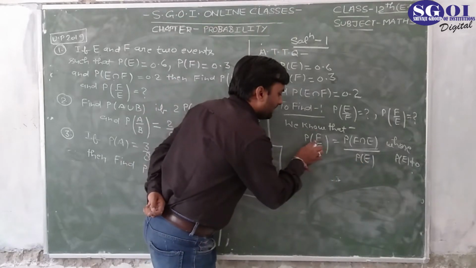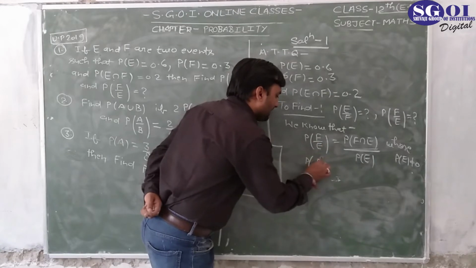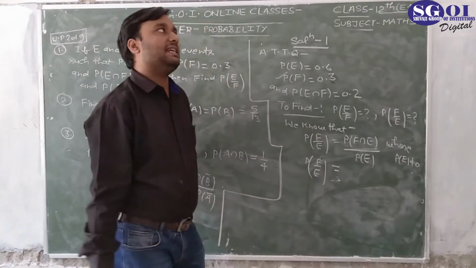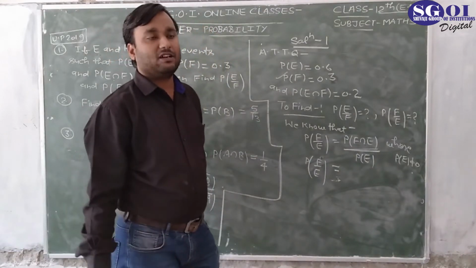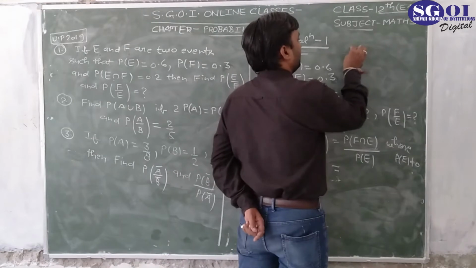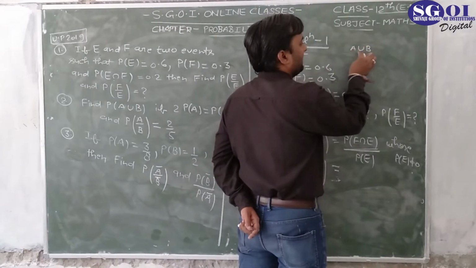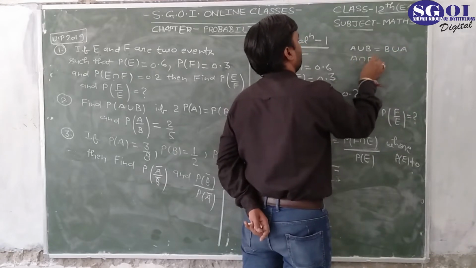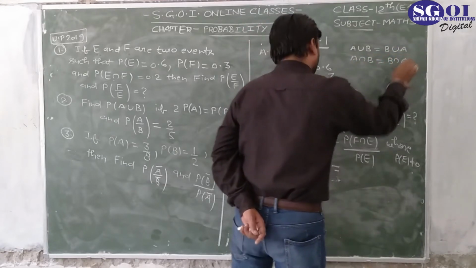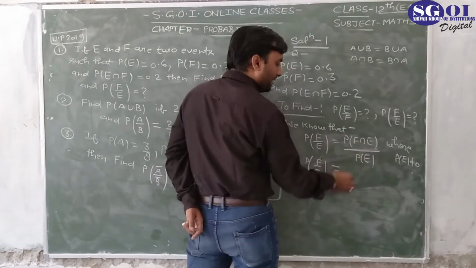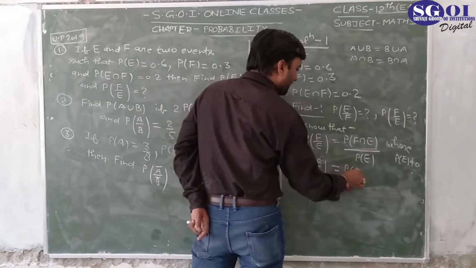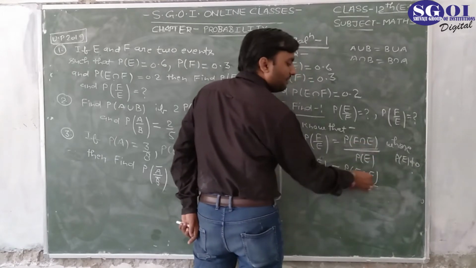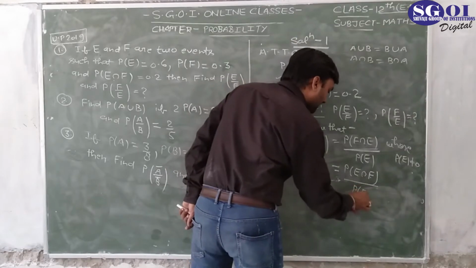So what is the probability of F by E? Probability of F by E is equal to, we can write F intersection E as E intersection F by the concept of sets. In sets we have studied that A union B is equal to B union A and A intersection B is equal to B intersection A. So we can write probability of F intersection E as probability of E intersection F upon probability of E.